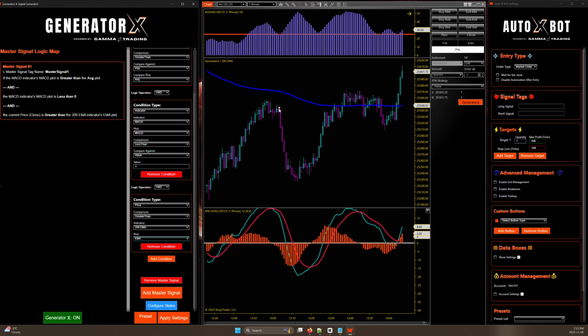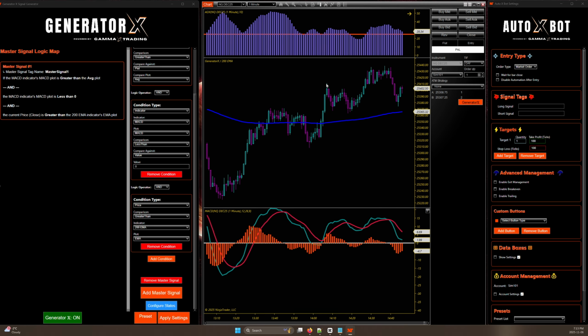And then plot, there's only one plot for the moving average. So in this case now, it'll give you a signal when the MACD line crosses the average, and when it happens below the 0, and when price is above the 200 exponential moving average.